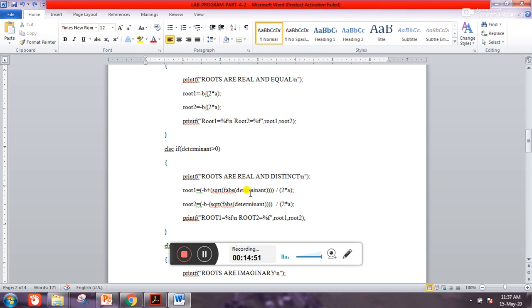Why? Because if you want to find the square root, we can't find the square root for negative values. We can find it only for positive values. That's why, if you get a negative value in the determinant, it will convert it into positive. For converting that, we are using fabs, floating absolute number. It will convert it into positive. Square root of fabs inside the determinant. This determinant value contains the b square minus 4ac value.